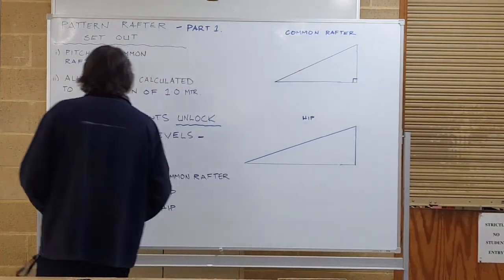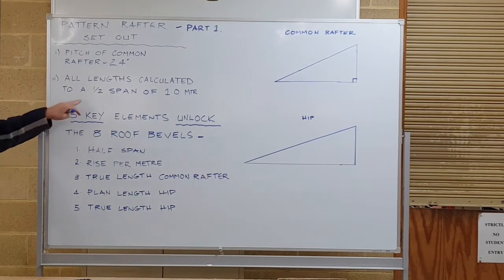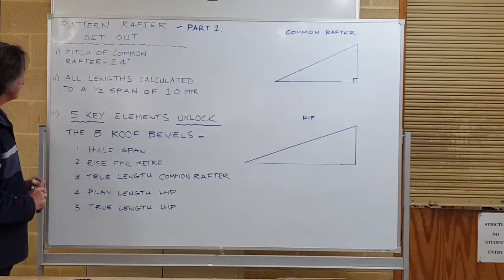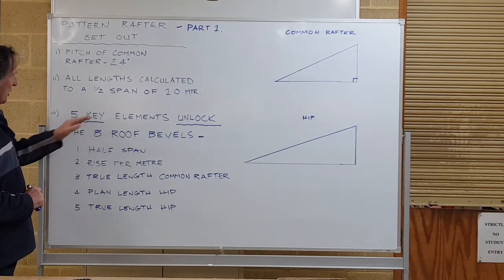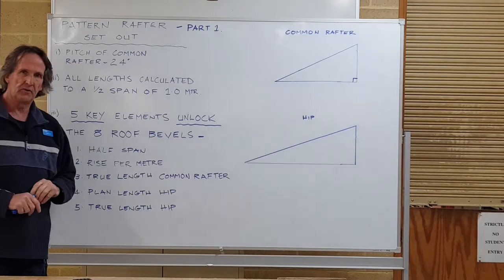A pitch of the common rafter at 24 degrees. We're going to make sure all lengths are calculated to a half span of 1 metre. The 5 key elements unlock the 8 roof bevels.